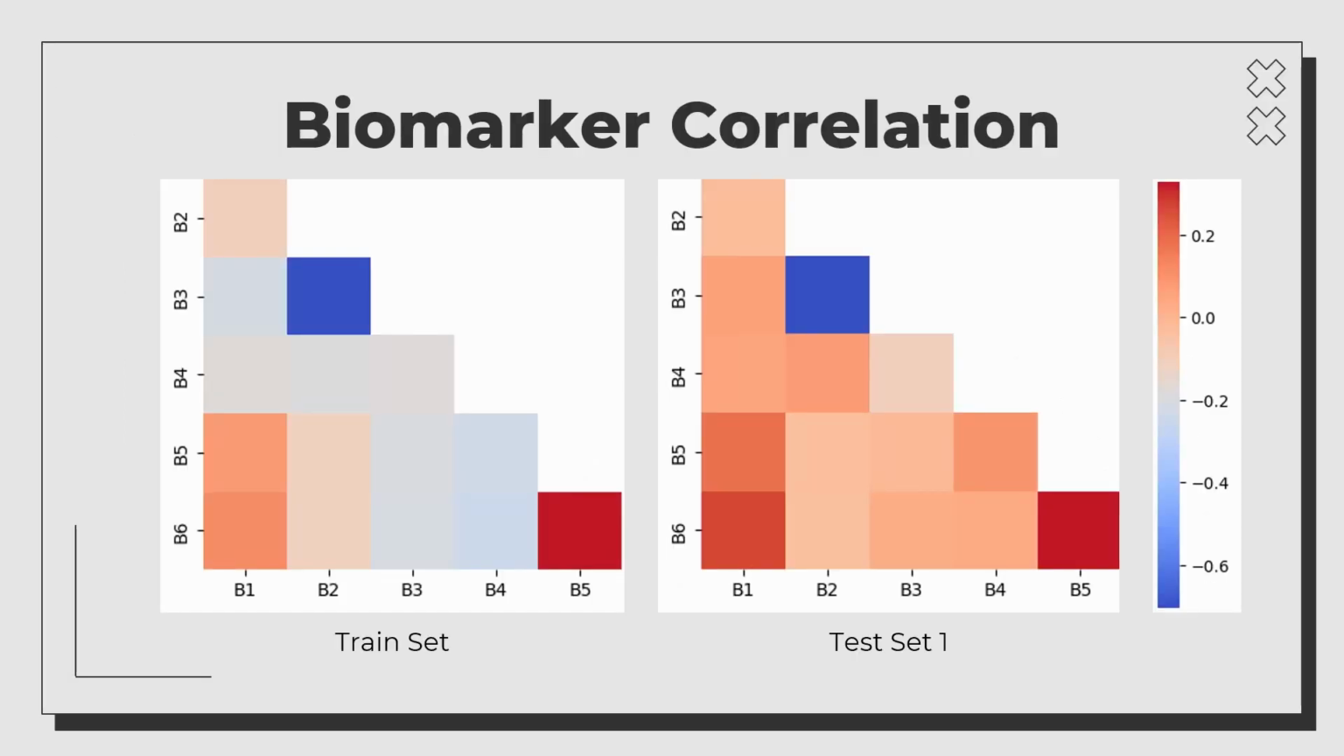We also found that embeddings, neither of the images nor of the biomarkers, had any easy to notice patterns. However, if we plot the correlation between the different biomarkers, we can see that the train set and the test set are quite different. And this domain shift definitely becomes important later on.